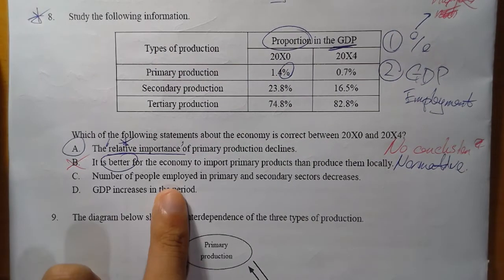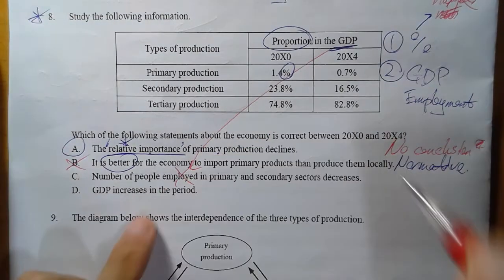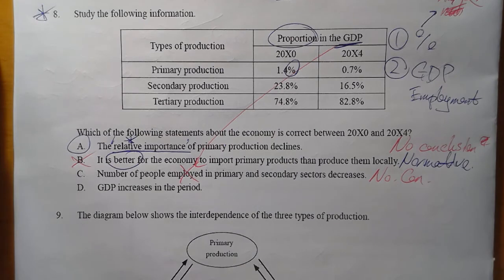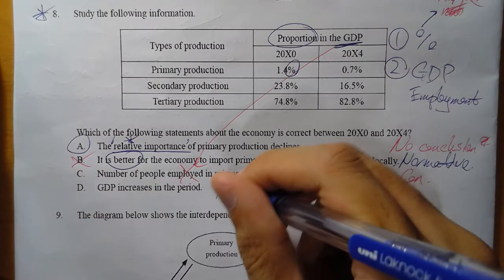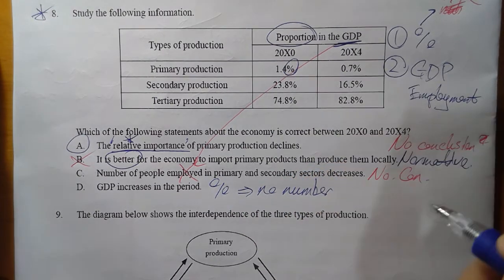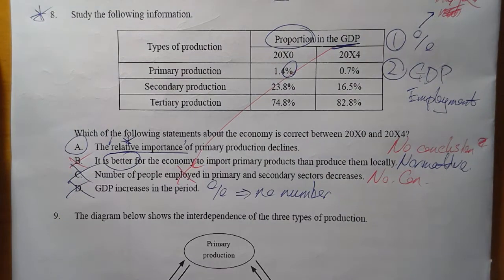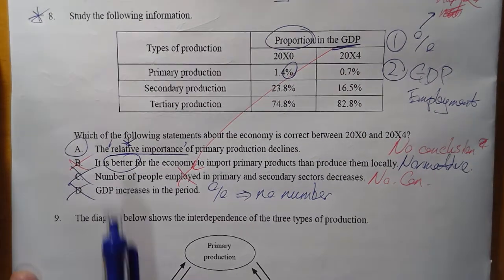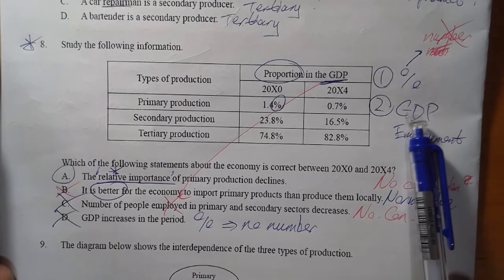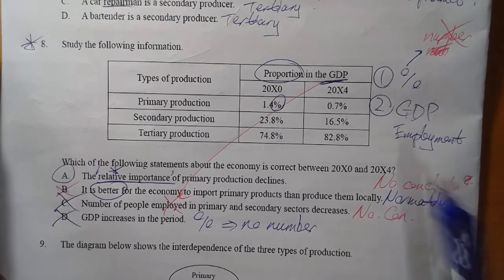Now, C, number of people employed here, you see, employment versus GDP, so we can draw no conclusion at all. 又是啦, 沒 conclusion啦. D, GDP increases in that period, 是不是啊? 你知不知啊? No. Percentage, no number. How do I know whether it has increased or decreased? So, no, alright, both of them wrong. 行不行? So, this one, remember, relative importance, and remind yourself, look at percentage, look at whether it's GDP or employment. Okay, 沒問題啦, let's move on.